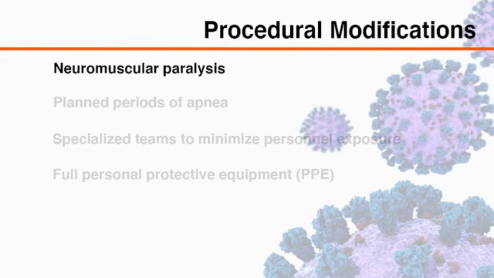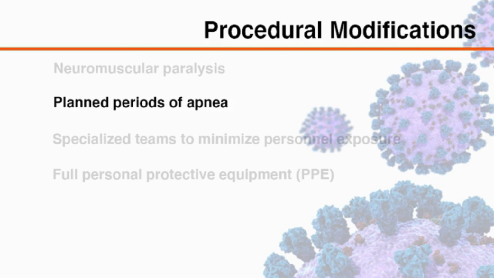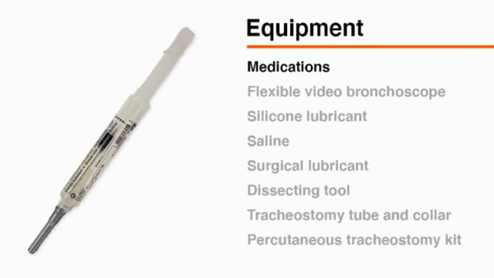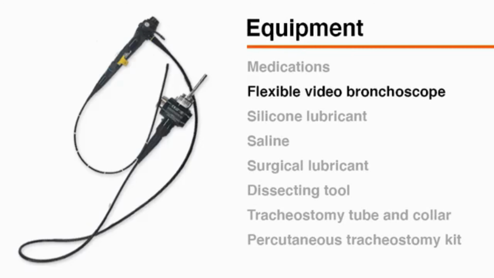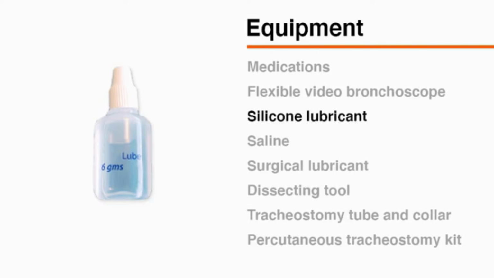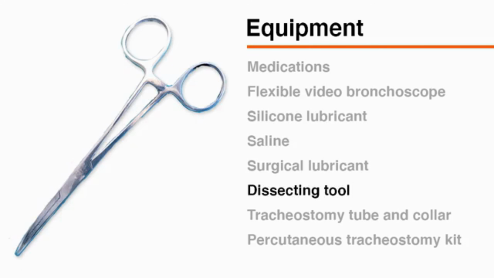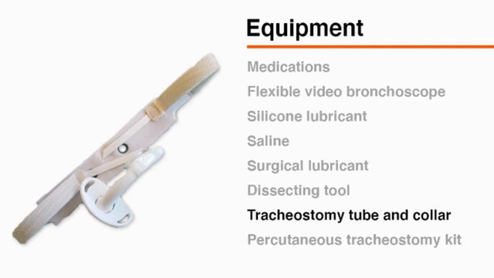Percutaneous tracheostomy procedures involve neuromuscular paralysis to minimize coughing and periods of apnea when the ventilator circuit is open. This requires specialized teams to minimize personnel and full personal protective equipment, or PPE. For bedside tracheostomy, you'll need sedation and paralysis medications, a flexible bronchoscope, ideally a video bronchoscope for visualization, a ventilator bronchoscope attachment, silicone lubricant for bronchoscope passage, saline, surgical lubricant, a dissecting tool like tonsil forceps or curved hemostat, a tracheostomy tube and collar, and a percutaneous tracheostomy kit.